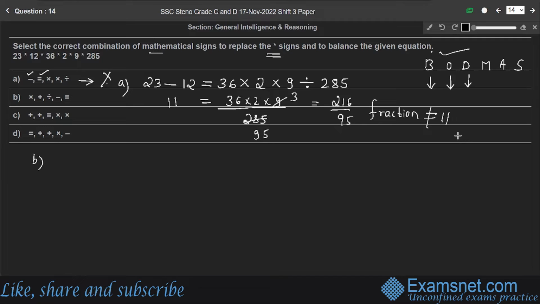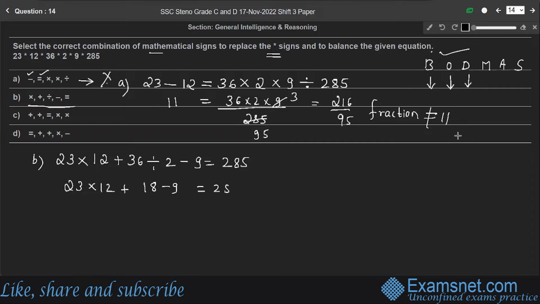Consider option B, right? Replace the given asterisk with the signs in option B. So 23, first asterisk should be replaced with into, right? Into 12 plus 36 divided by 2, minus 9 should be equal to 285. We'll consider the left hand side. So again, we are following BODMAS rule. So directly start with the division. 23 into 12 plus 36 by 2 is 18. Minus 9 should be equal to 285.